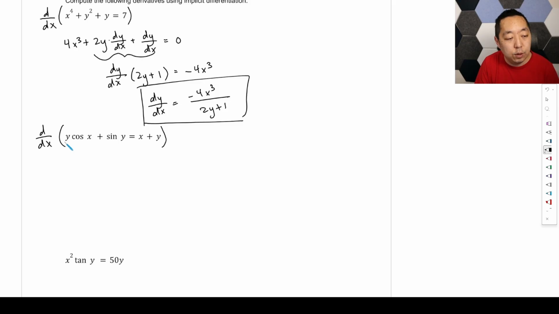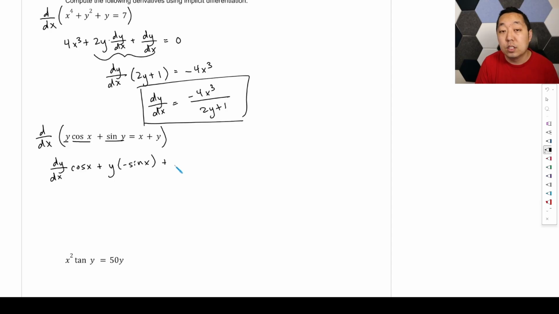So the derivative of this: here we have two functions we're multiplying. One's y, the other's cosine x. I'm multiplying them together, so I have to do product rule. The derivative of the first one is dy/dx times cosine x, plus y times the derivative of cosine, which is negative sine x. Okay, so that completes that one.